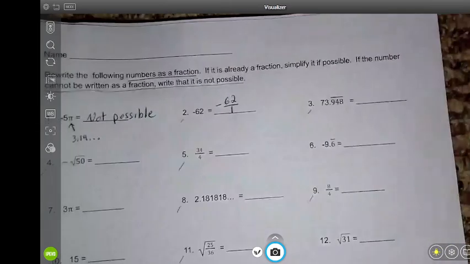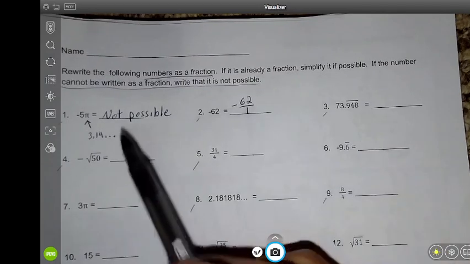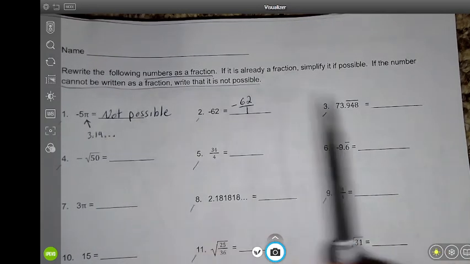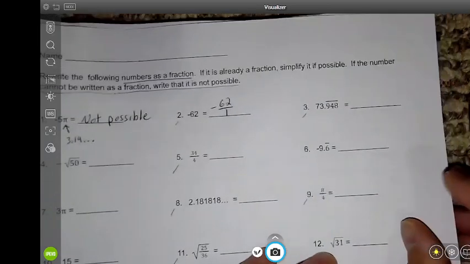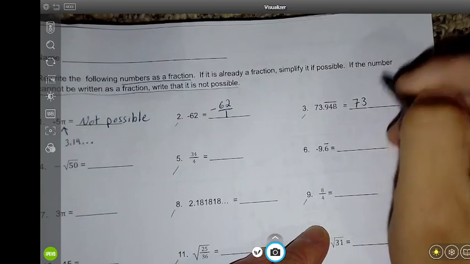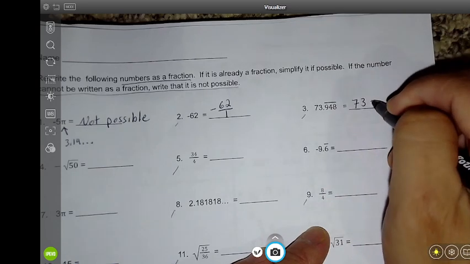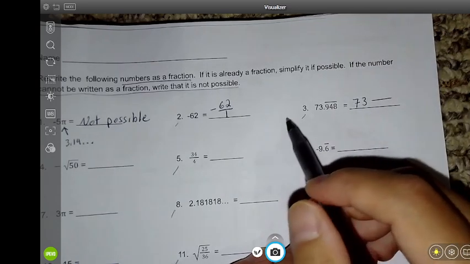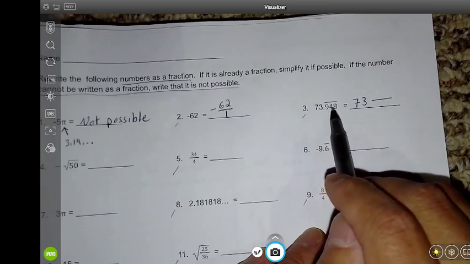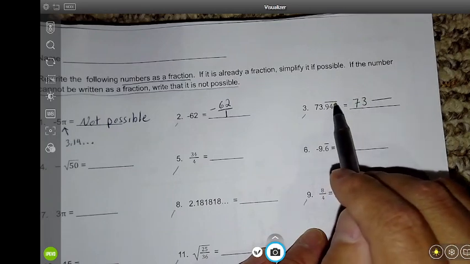Number 3, it is a repeating decimal. Unlike pi, where you had a decimal that was not repeating, this one is a repeating decimal. So you have 73 as your whole number. And you know, repeating decimals you can write a fraction for. So what's that rhyme? Decimal repeating line, the denominator has 9. This decimal has a repeating line, so the denominator is going to have 9.